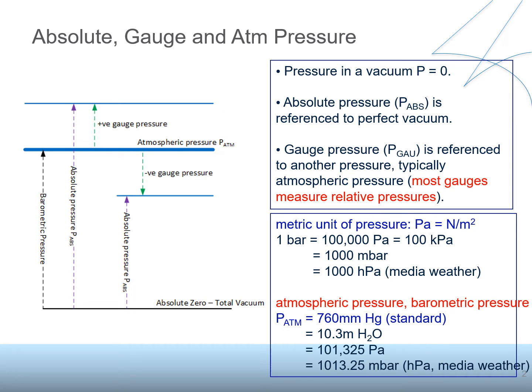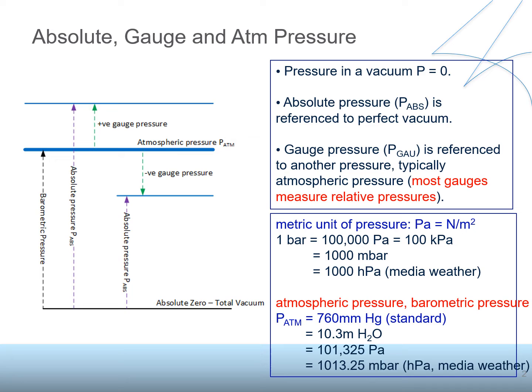Okay, so when the measured pressure is atmospheric pressure, then we assume that is 0 pressure because we are measuring from the atmosphere. So atmospheric pressure is assumed to be 0. Now, if the pressure is more than that, we get the positive gauge pressure, and if the pressure is less than atmospheric pressure, then we get the negative gauge pressure. So absolute pressure is always positive.